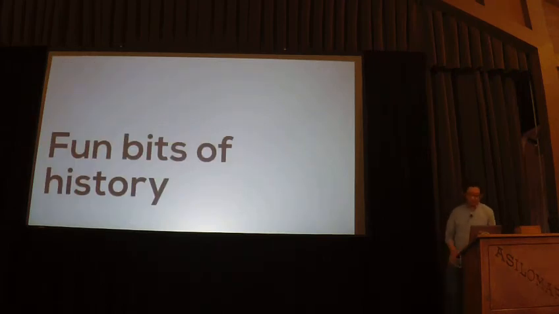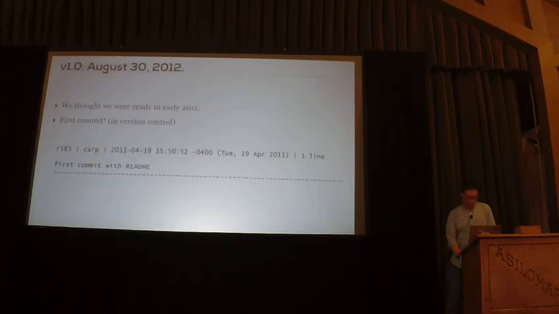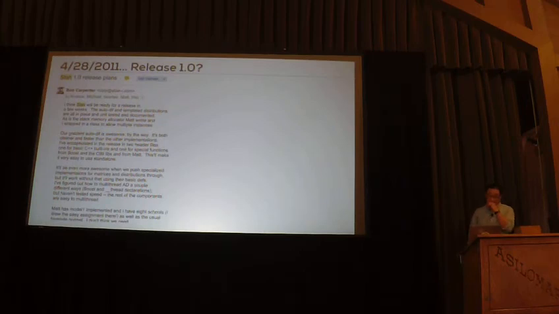Okay, so let's move into some fun bits of history. We released version 1 in August of 2012, but we thought we were ready in early 2012. And I'll show you that. The first commit here, this is Bob's first commit message, and that was in April 2011. This is an email from April 28th, 2011, and it says something like, I think Stan will be ready for release in a few weeks, and it didn't happen for another year.